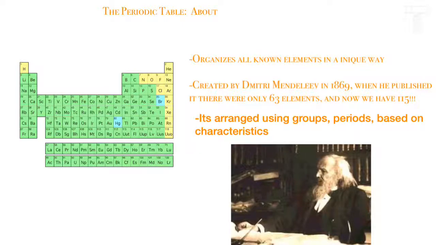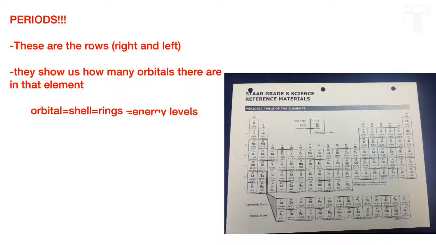It was created by Dmitri Mendeleev in 1869, and the moment he published his article with this periodic table, there were only 63 known elements, and as of today we have 115, so we're adding stuff as we go. And it's arranged using groups and periods, based on characteristics. So let's start by talking about the periods.